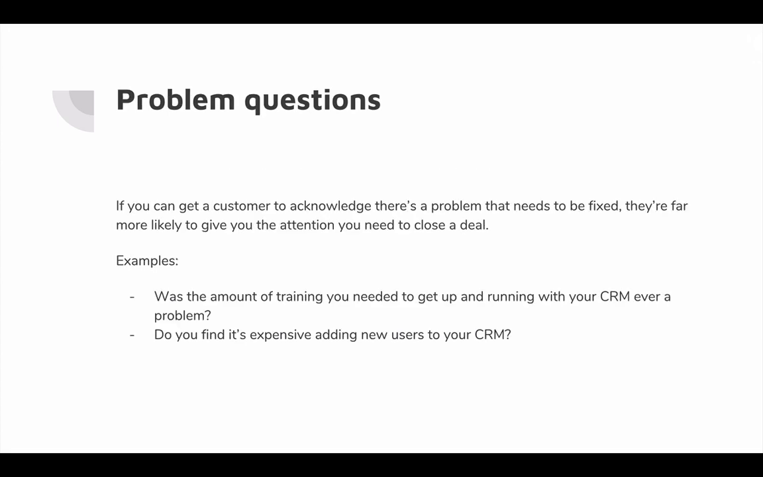The next type of questions, the second set, is problem questions. If you can get a customer to acknowledge that there's a problem that needs to be fixed, they're far more likely to give you the attention that you need to close the deal, right? A good example of this is, was the amount of training you needed to get up and running with your CRM ever a problem? Do you find it expensive adding new users to your CRM? These are more CRM-specific questions. Remember, we're selling a CRM here. The first type, situation questions, already got them telling you a little more info, and now it's time to narrow down a little more to specific problems that your CRM can actually fix and sell.